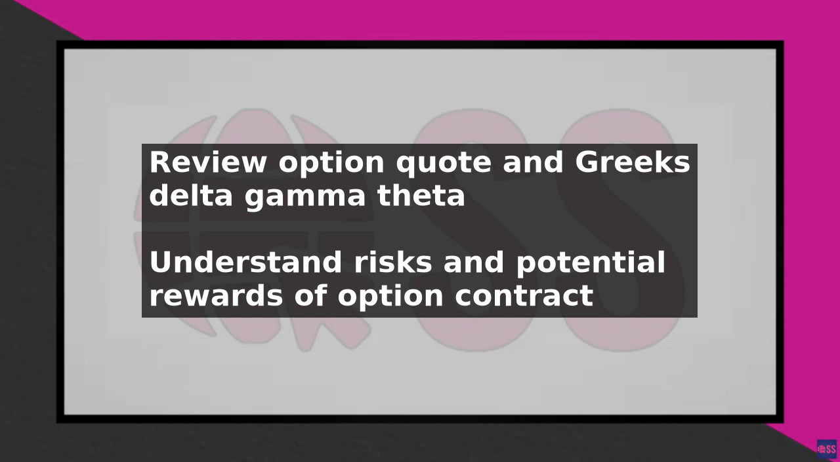Next, review the option quote and the Greeks, which include delta, gamma, theta, and vega. These metrics can help you understand the risks and potential rewards of the option. When you are ready to buy, click on the Buy button and confirm the transaction. You will see the option contract in your portfolio, and you can monitor its performance in real time.